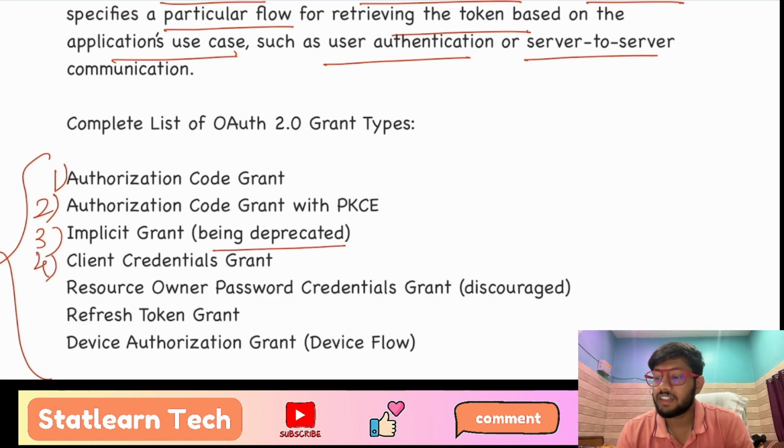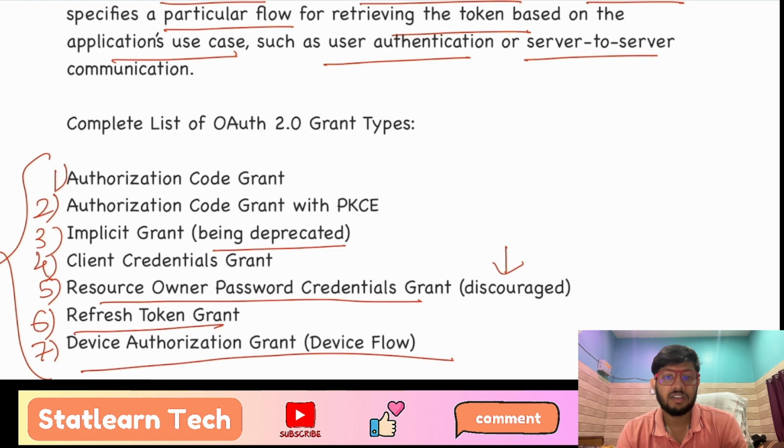Fourth is the client credentials grant. Fifth is the resource owner password credentials grant. Well, this is discouraged because it is not too secure. Sixth is the refresh token grant, and seventh is the device authorization grant. And this is for a device flow. We will see each grant type, how it works, and where they are generally used.